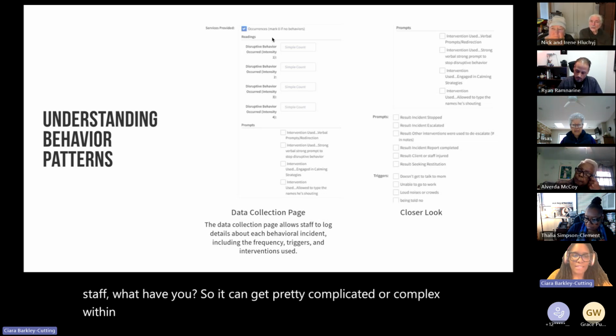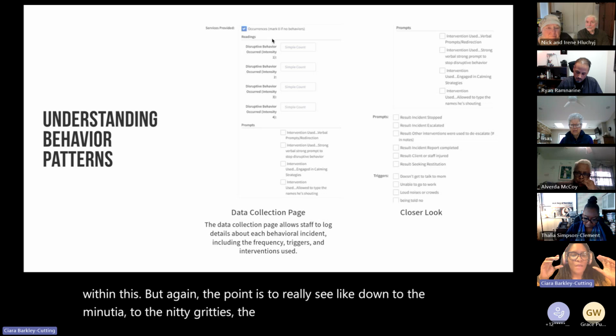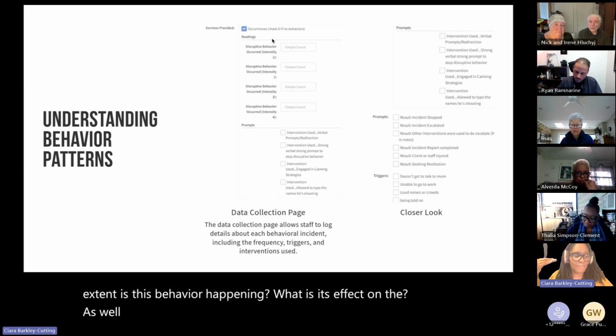It can get pretty complicated or complex within this. But again, the point is to really see down to the minutia, the nitty-gritties, the small building blocks of to what extent this behavior is happening. What is its effect on the person as well as the environment and those supporting them?